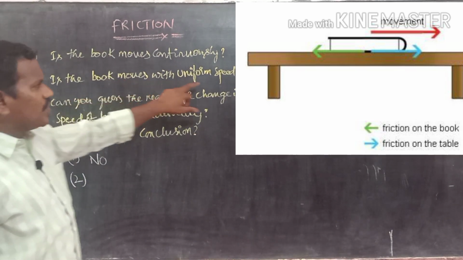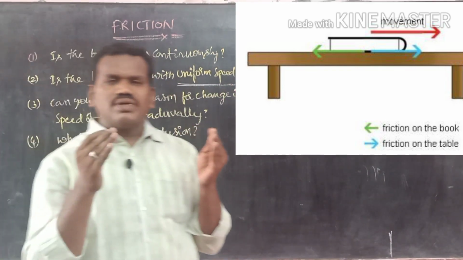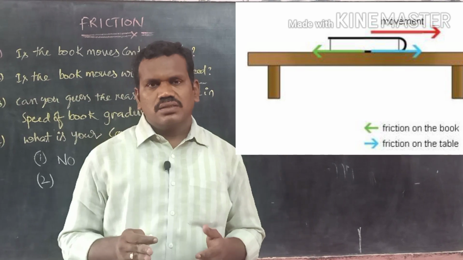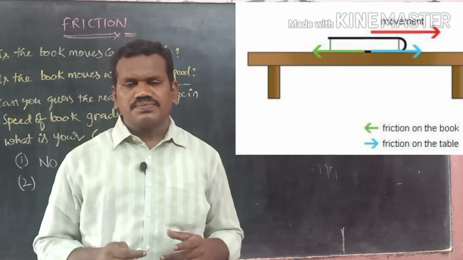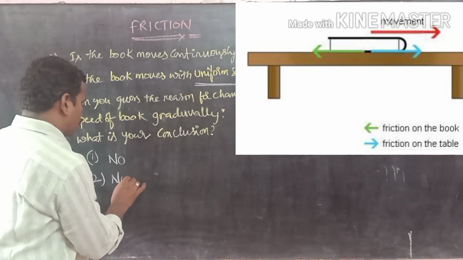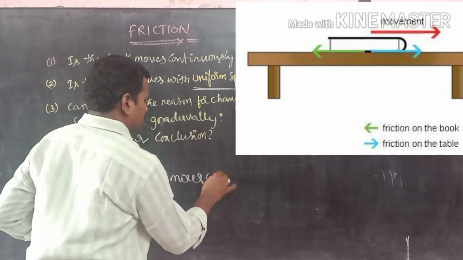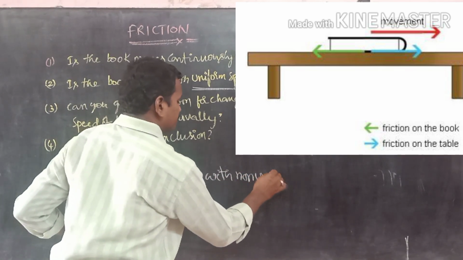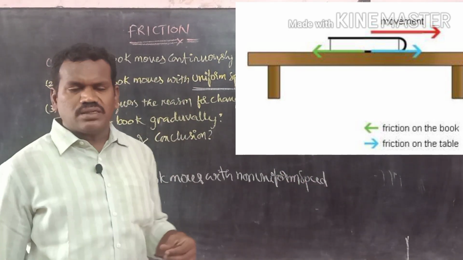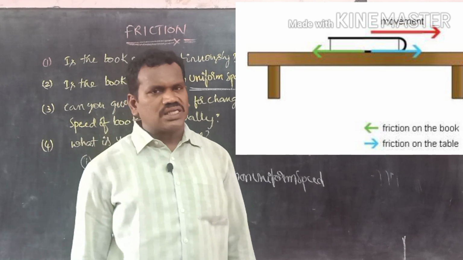If the book moves with uniform speed, what is uniform speed? At the starting point, how much speed is there? The same speed will be there up to the end also. But the answer for that question is, after observing, the book does not move with uniform speed. So for the second question also, no. That means the book moves with non-uniform speed. What does it mean? At the very beginning, the book moves with great speed. As the time interval increases, the speed of the book gradually decreases.